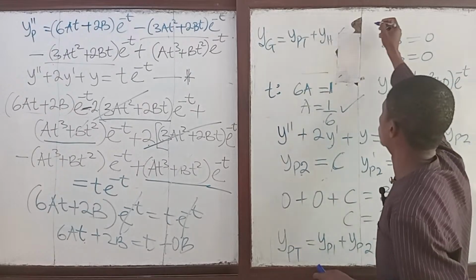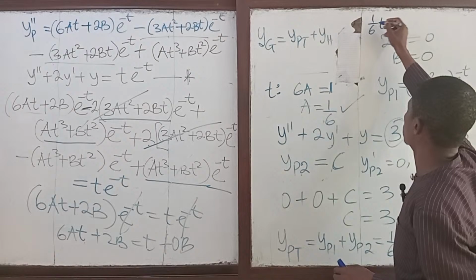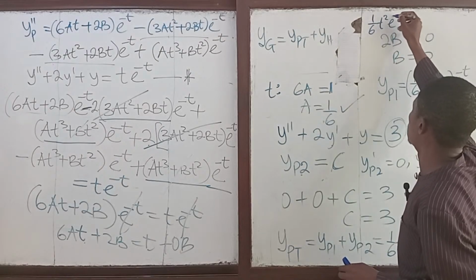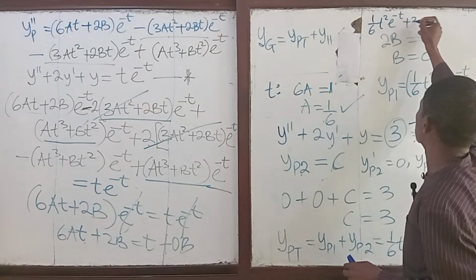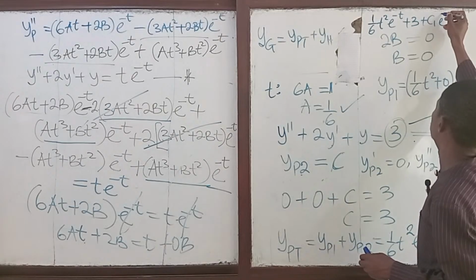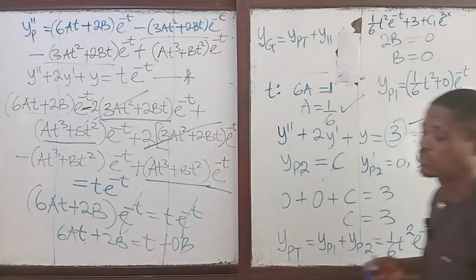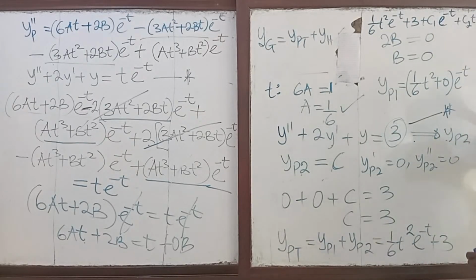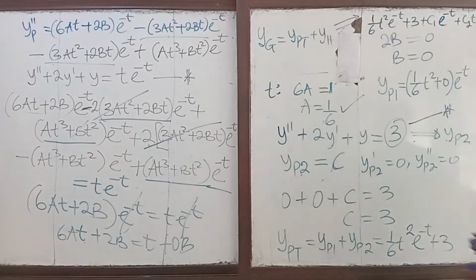So that will be equal to 1/6 t squared times e to power minus t plus 3. The homogeneous part is c1 e to power, what do you get? Is it 3x? Confirm that. 3t. So that's the general equation.